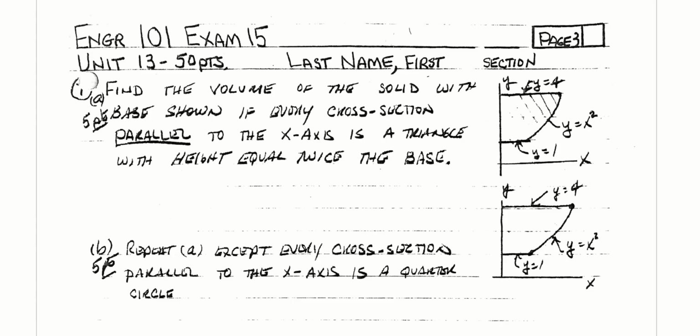All right, so our first problem, we're going to be finding the volume of a solid with, it says base, but it looks like base, shown, if every cross-section parallel to the x-axis is a triangle with height equal to twice the base. So first let's go ahead and imagine that triangle.